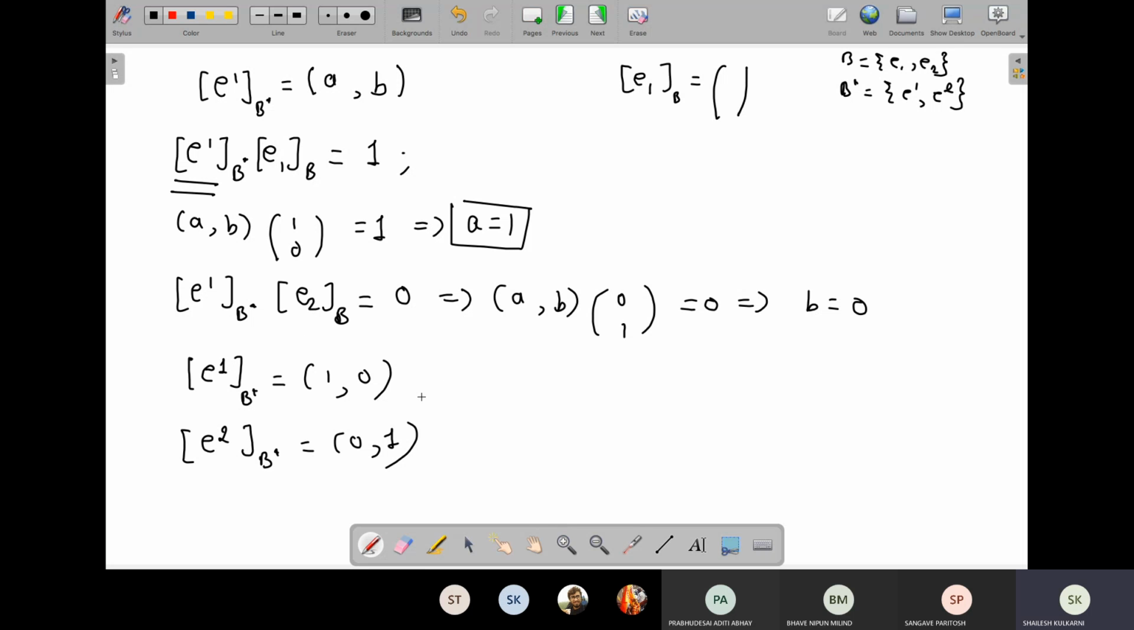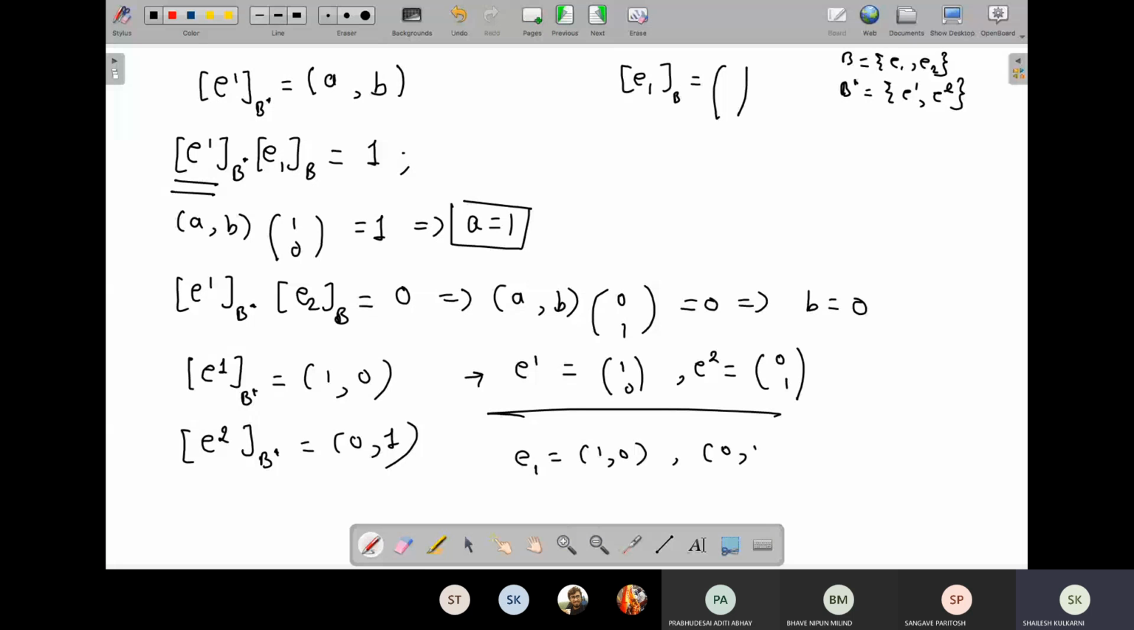If this is the coordinate representation, then what should your dual basis itself be? It will be just the transpose of this. E upper 1 will be (1, 0) and E upper 2 will be (0, 1). Now you understand: this is my dual basis, and my basis for the vector space is (1, 0) and (0, 1). So E upper 1 acting on E1 is defined as taking E1 and multiplying it with E upper 1, which is nothing but matrix multiplication of E1 with E upper 1.